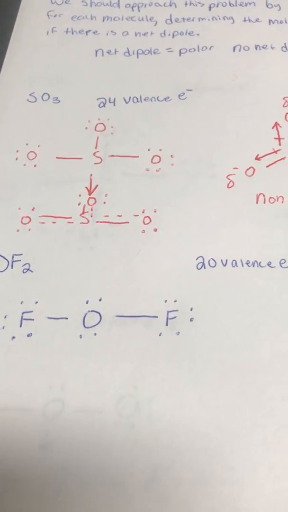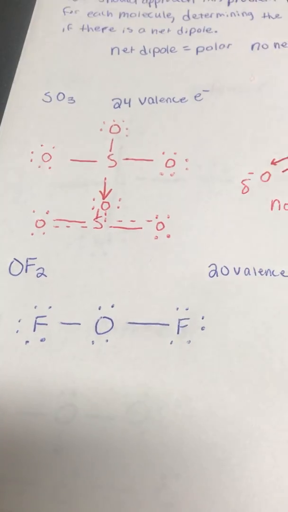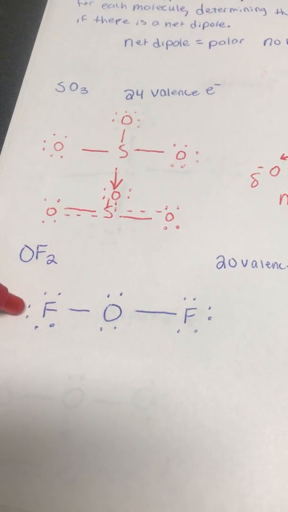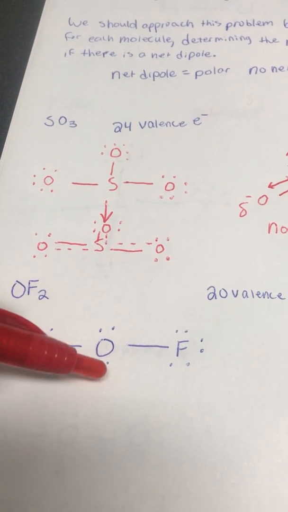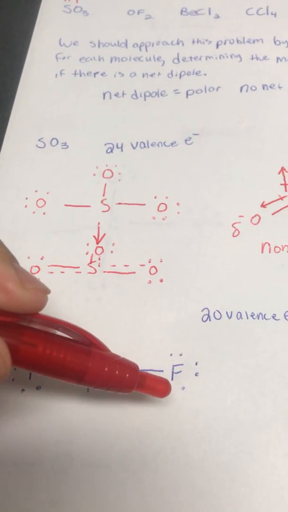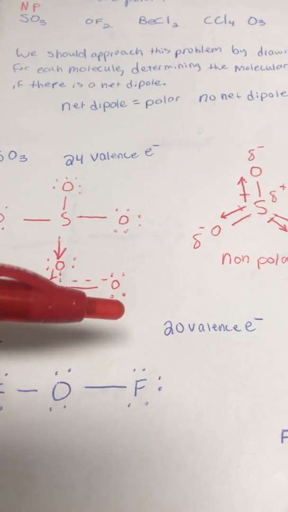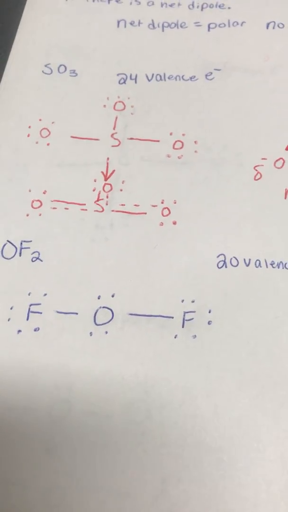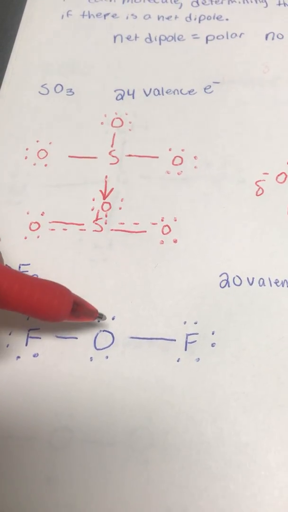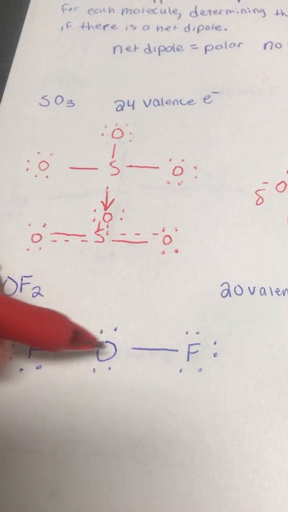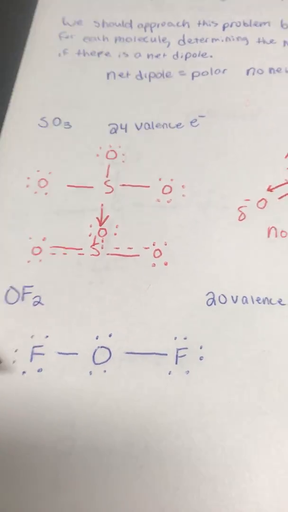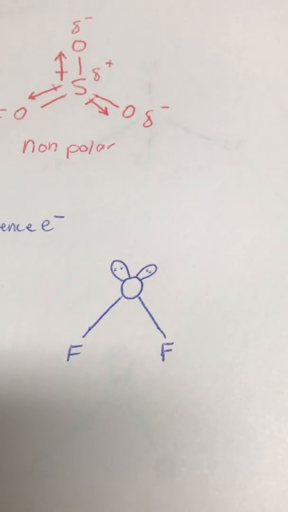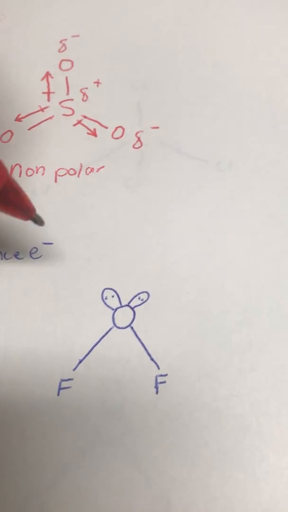I've already drawn the Lewis structure, but let's check to make sure I've done it correctly. I've calculated that there should be 20 valence electrons. 1, 2, 3, 4, 5, 6, 7, 8, 9, 10. 10 pairs times 2 electrons in each pair gives us 20 valence electrons. That is correct. And as you can see here, there will be 4 domains. 1, 2, 3, 4. 2 of those domains will be non-bonding. 4 domains will give us a tetrahedral domain geometry and a bent molecular geometry.